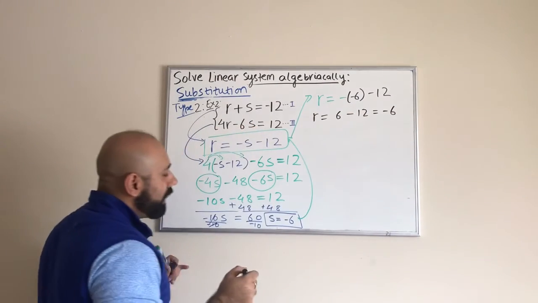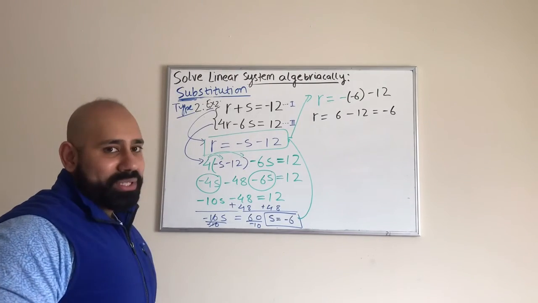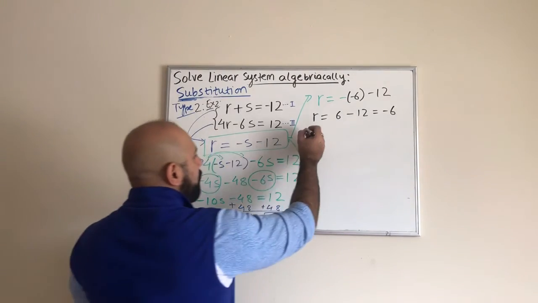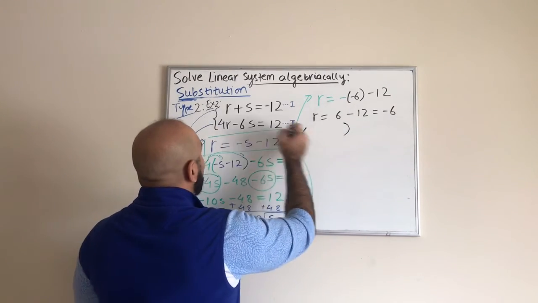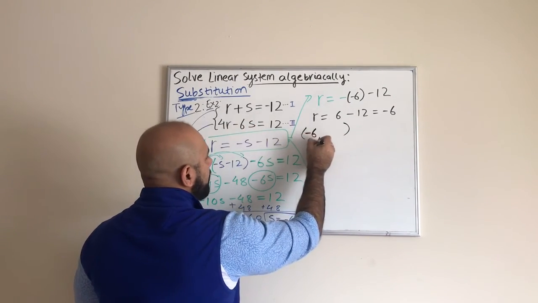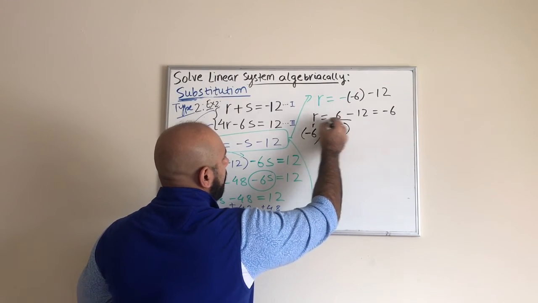So both r and s are negative 6, which is a coincidence here, that both values are the same. And we already know how to write them. We like to put them as a coordinate pair. So r first, negative 6, and s, negative 6. This is my r, this is my s.